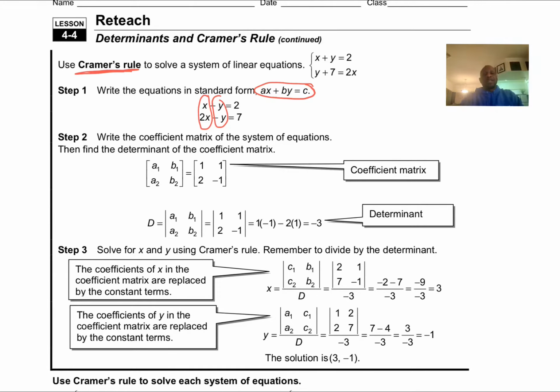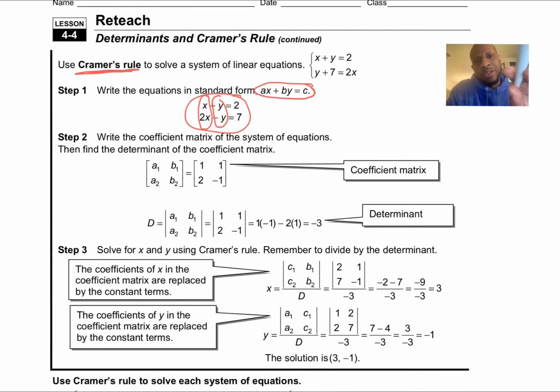Then step 2 says write the coefficient matrix of the system of equations. So the coefficient matrix means just take the coefficients of all these variables out. And we all know that if we don't see a coefficient in front of the variable, then the coefficient is 1. So we see this matrix here, and we see this system here. So we're going to strip off the variables and just leave the coefficients. So we got 1 and 1 and 1. Is that a positive or a negative?